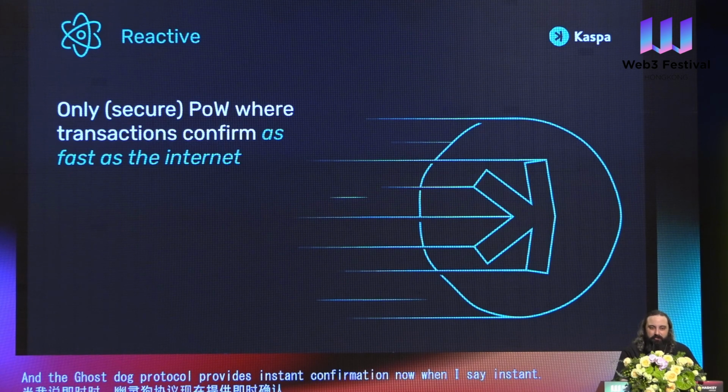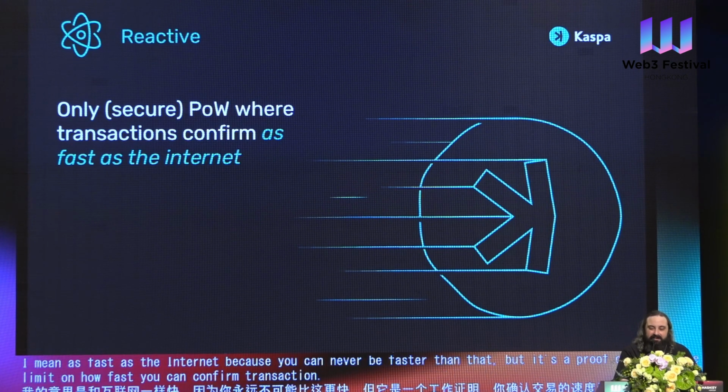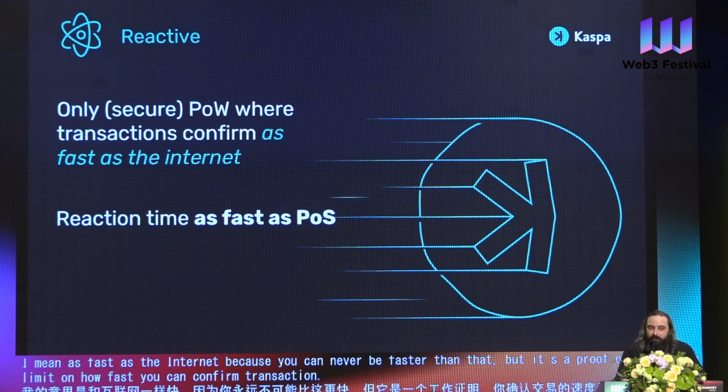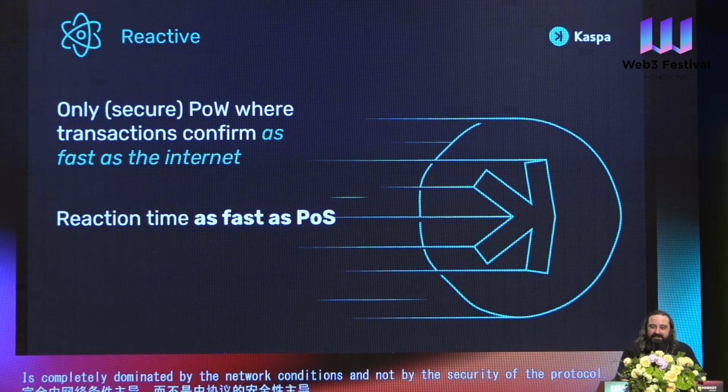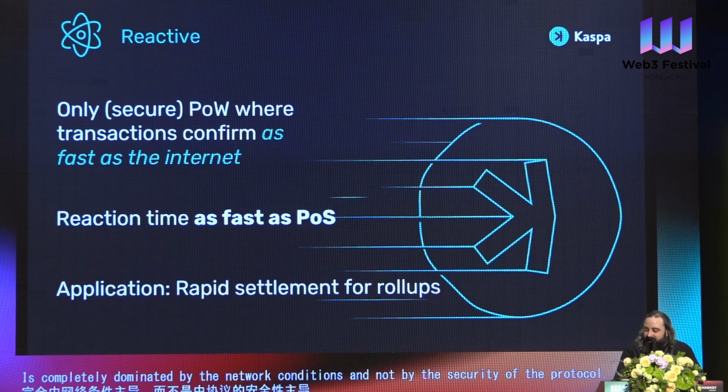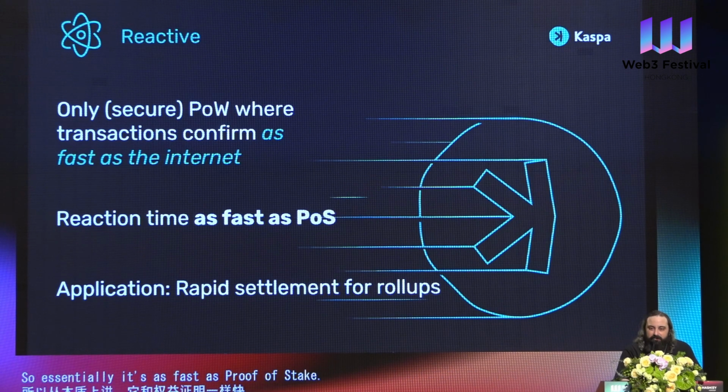But it's a proof of work where the limit on how fast you can confirm transaction is completely dominated by the network conditions and not by the security of the protocol. So essentially, it's as fast as proof of stake. And one application for this is that you could do rapid settlements. If you do side chains, you can settle them on the main chain, and you can do this as fast as you can do it on proof of stake, even though it is proof of work, so you don't lose speed.